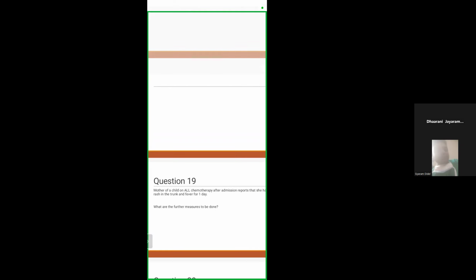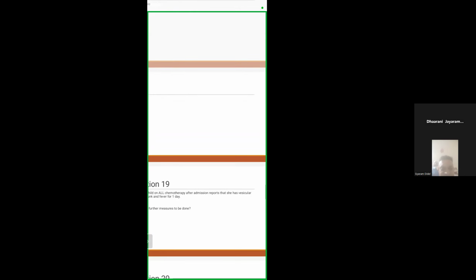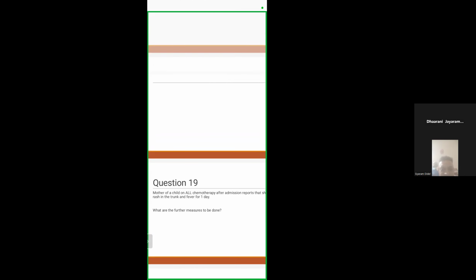Okay. The mother of a child on ALL chemotherapy reports, after admission, that there is a vesicular rash on the trunk and fever for 1 day. So the mother is having the rash, not the child. The child is already in the ward since morning. Only at night she's saying, "I have this rash." So what should we do now?